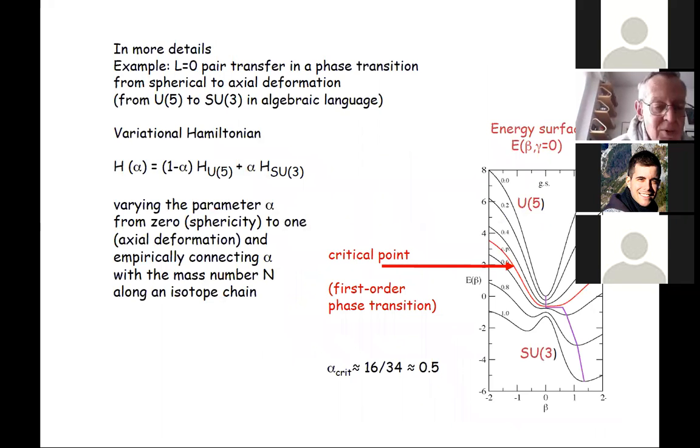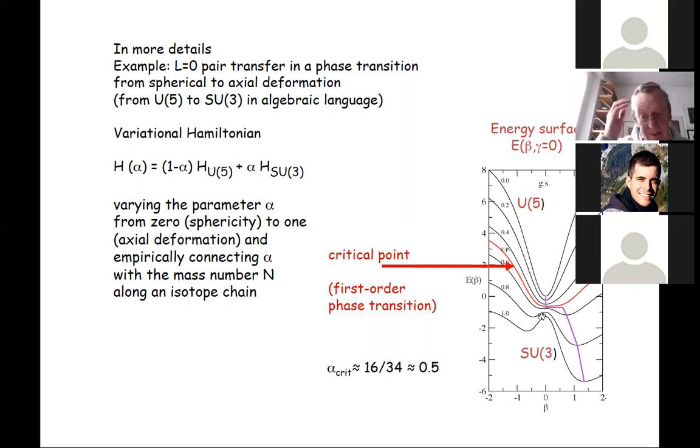If I want to make it in more detail, I could take a variational Hamiltonian, which is a combination of the Hamiltonian for U5 and the Hamiltonian of SU3 with some parameter alpha. So you understand that when alpha is 0, you are spherical. If alpha is 1, you become deformed, and then you move alpha going from 0 to 1. If I look at the energy surfaces that correspond to these different situations, you can see that you go from an energy surface as a function of beta, the usual deformation parameter, which has a minimum at 0, so it's spherical, and at a certain critical point there is a first order transition, and my energy surface has a minimum for a deformed shape.